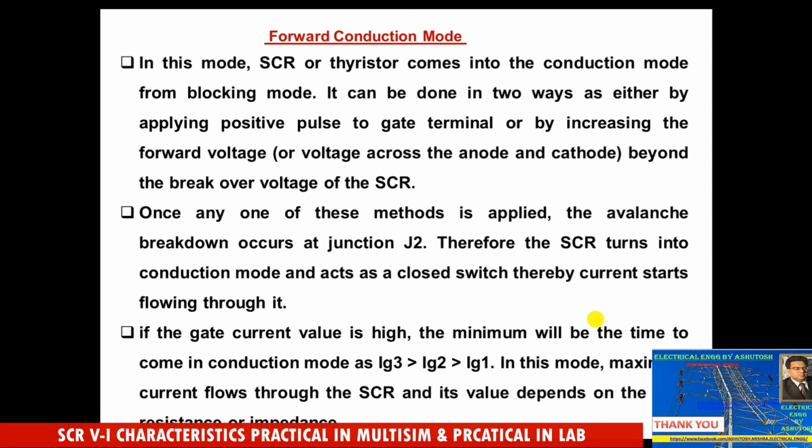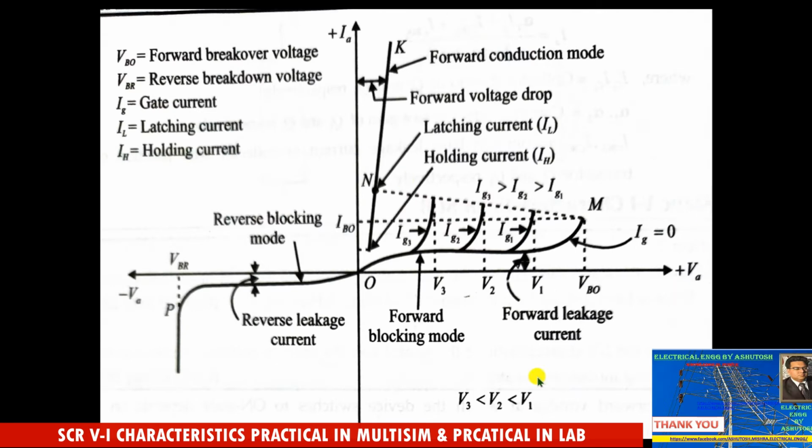As you can see over here, forward conduction mode. In this mode, the SCR or thyristor comes into conduction mode. Previously it was in blocking mode, and now the SCR or thyristor comes into conduction mode. It can be done in two ways, either by applying a positive pulse to the gate terminal or by increasing the forward voltage across the anode to cathode beyond the breakover voltage. So if you increase this voltage up to a certain level, and whenever it crosses VBO, forward breakover voltage, it conducts.